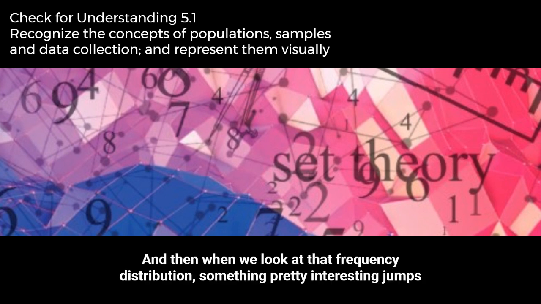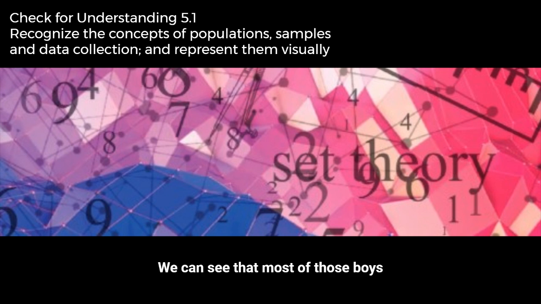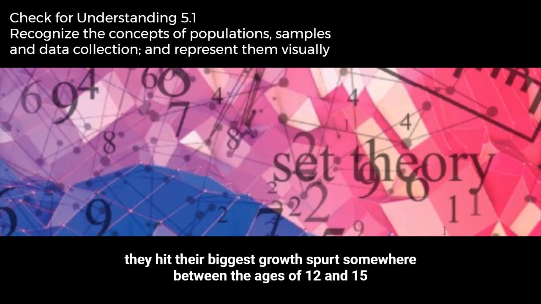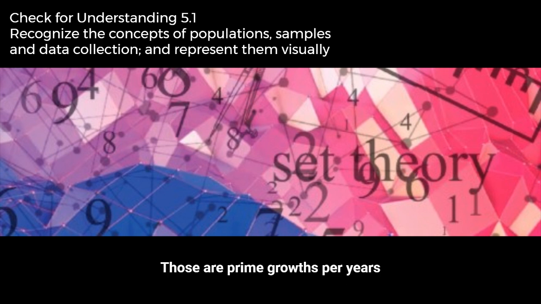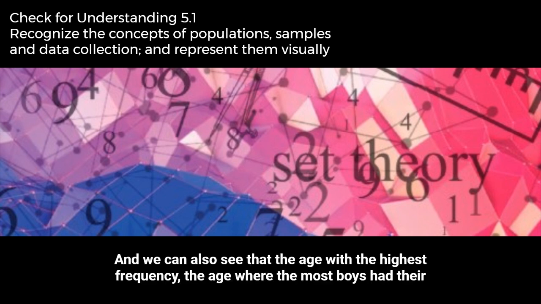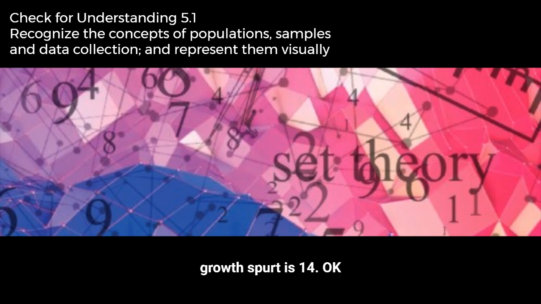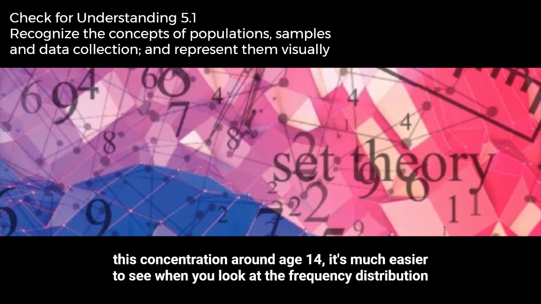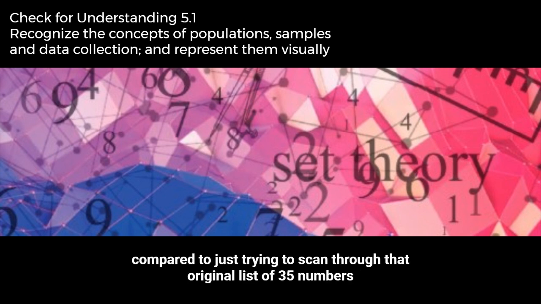Right, it organizes the information. Exactly. And then when we look at that frequency distribution, something pretty interesting jumps out. We can see that most of those boys hit their biggest growth spurt somewhere between the ages of 12 and 15. Makes sense. Those are prime growth spurt years. Right. And we can also see that the age with the highest frequency, the age where the most boys had their growth spurt, is 14. Okay, so 14 is like peak growth spurt. Exactly. And this concentration around age 14 is much easier to see when you look at the frequency distribution compared to just trying to scan through that original list of 35 numbers.